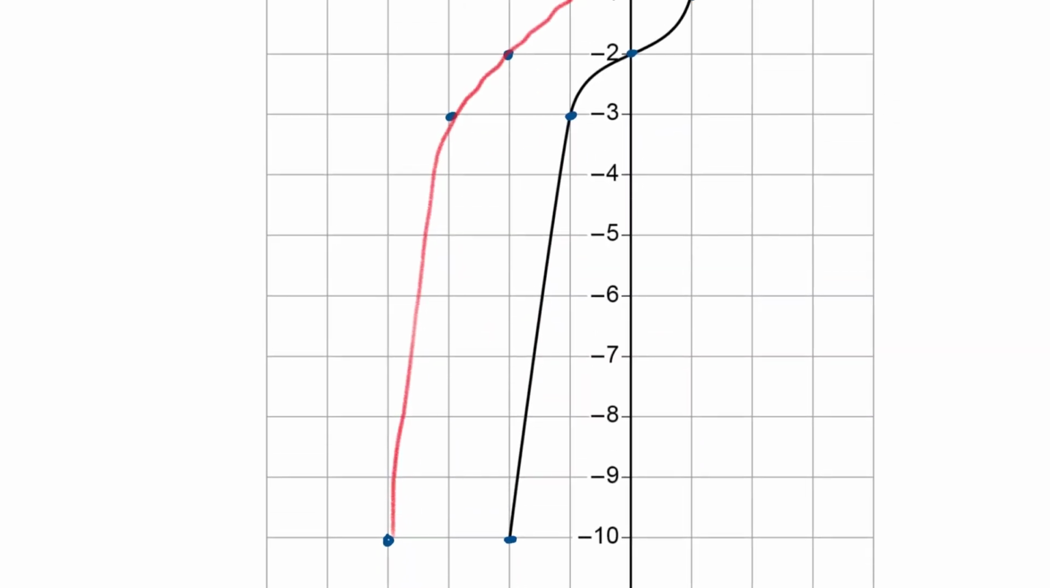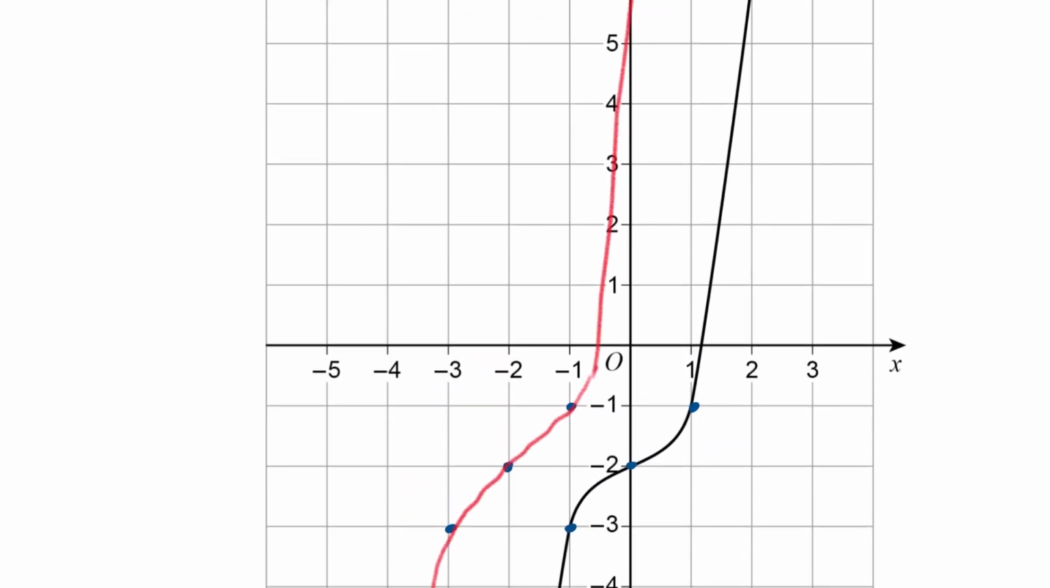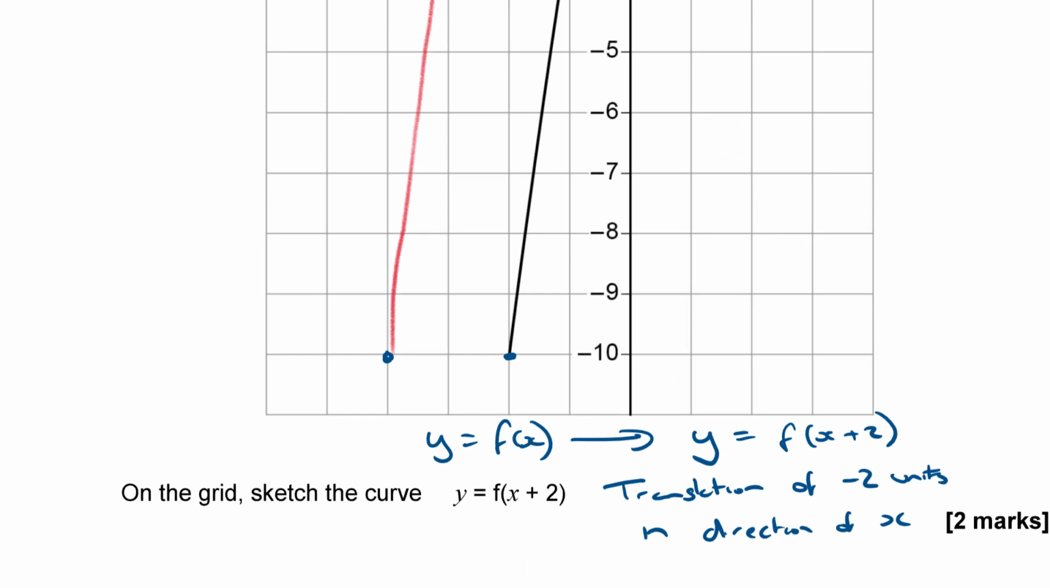I've linked all the points together. I'm not going to bother redrawing it. I think it's good enough to get the marks. So on the grid, sketch the curve. I've sketched it. All done. Let's move on.